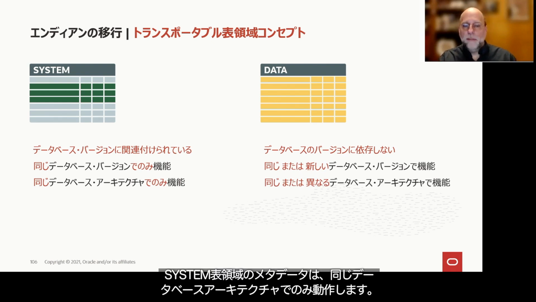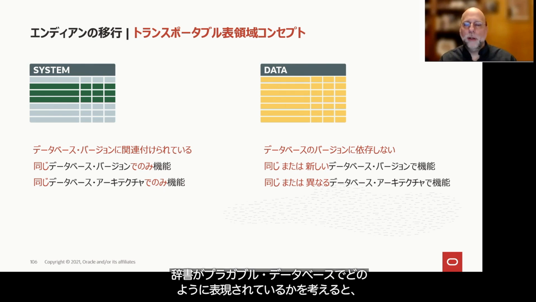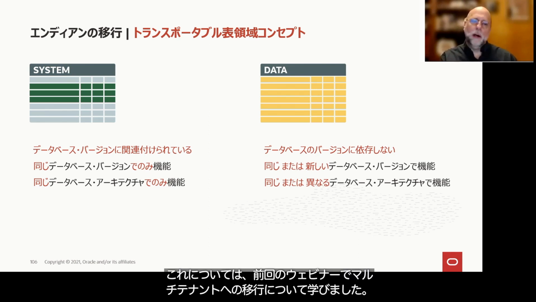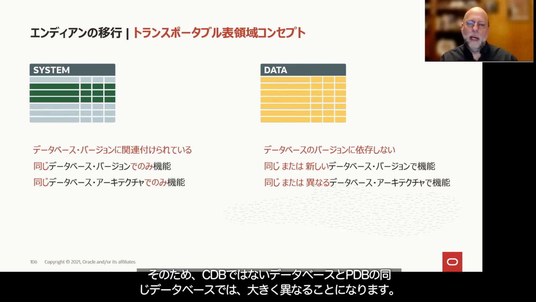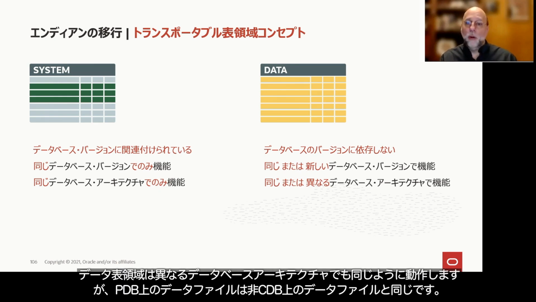Your system tablespace metadata only works in the same database architecture. By that, I mean non-CDB versus PDB. If you think about how dictionaries are represented in a pluggable database, a lot of the things in that dictionary are now metadata pointers into a CDB root. That's what we learned all about in our previous webinar about migrating to multitenant. So that's going to be very different between a non-CDB and that same database as a PDB. There are going to be some things in a PDB that are metadata pointers, which won't be the case in a non-CDB. Whereas your data tablespace works the same on different database architectures. A data file on a PDB is the same as a data file on a non-CDB.